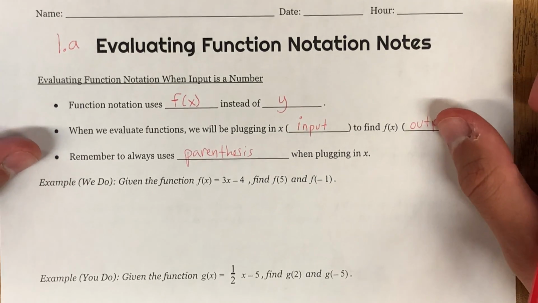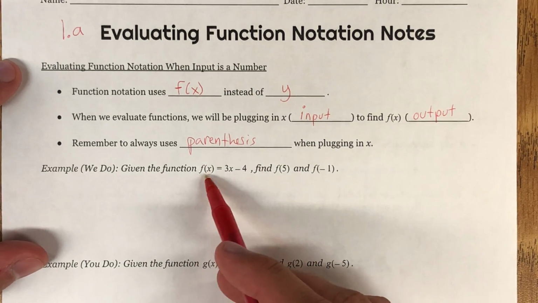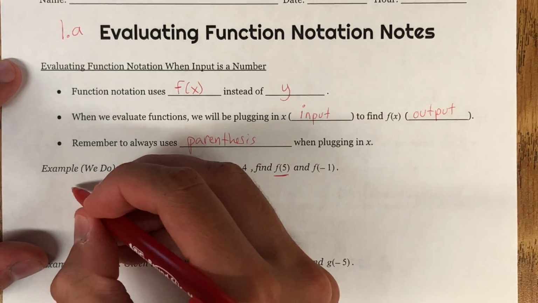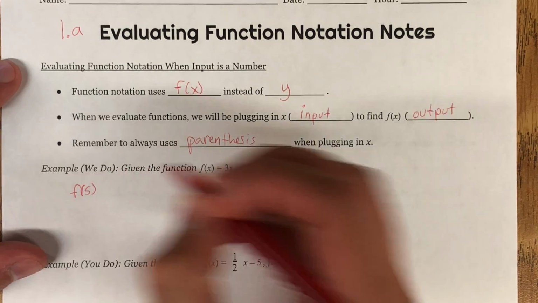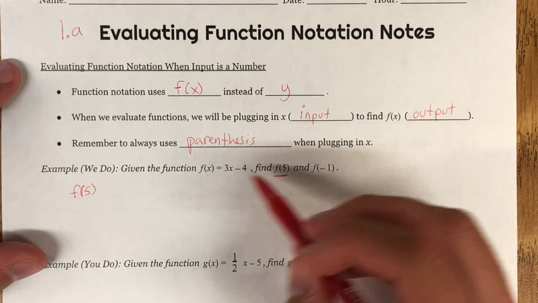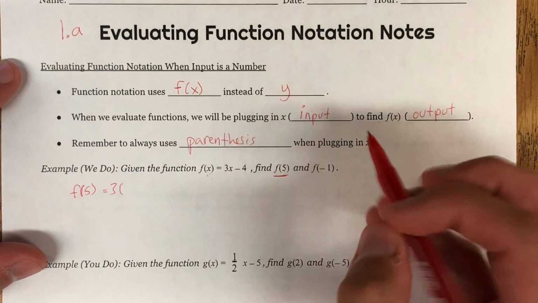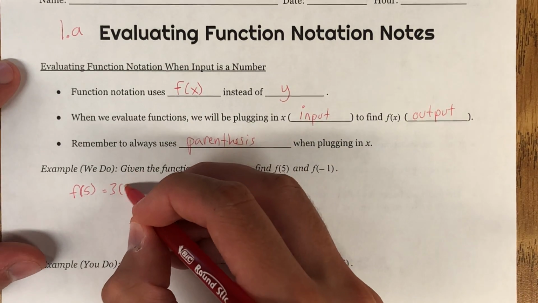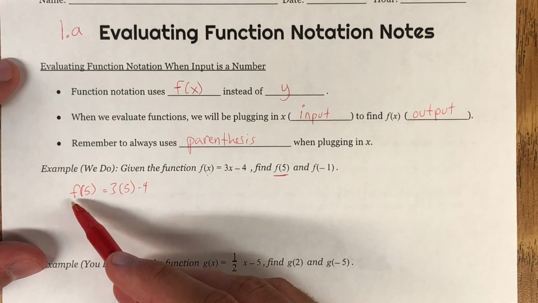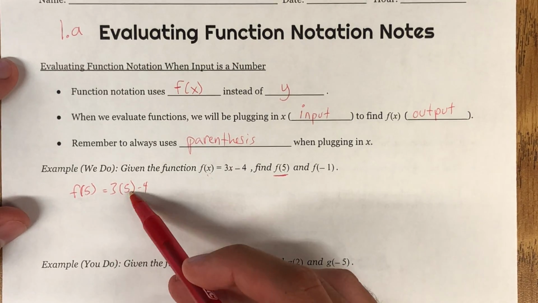So let's take a look at an example of function notation. We're given the function f of x, remember this means the same thing as y, equals 3x minus 4, and we're told first to find f of 5. So to find f of 5, it means we're plugging in 5 for x. So we need to replace x with 5. So that'll be 3 times 5 minus 4. And f of 5 is basically saying this is what the y value is going to be equal to when x is 5.